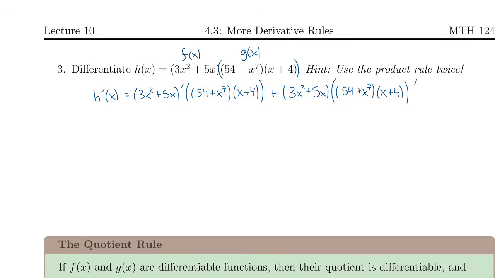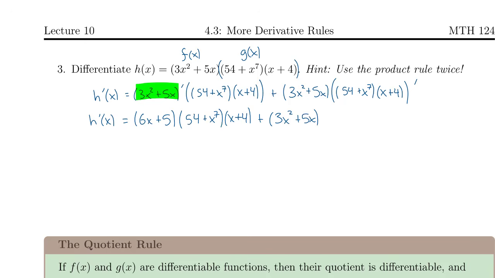The first derivative here, we can simply apply the rules that we learned in section 4.1. So for this first derivative, we get 6x plus 5, and then we copy the rest down. For the second derivative, we have a product of 2 factors. Our 2 factors here are 54 plus x squared and x plus 4. You can just imagine this problem in isolation now. This is just find the derivative of this expression here, just like the problems we did previously. So we just need to apply the product rule again.